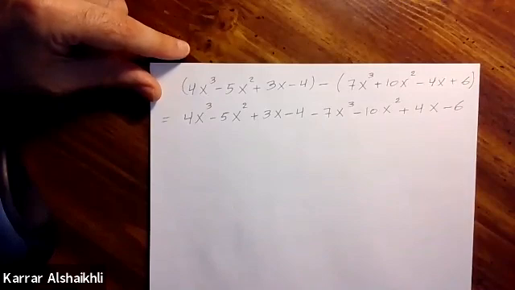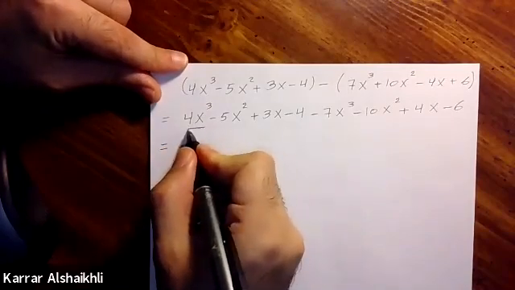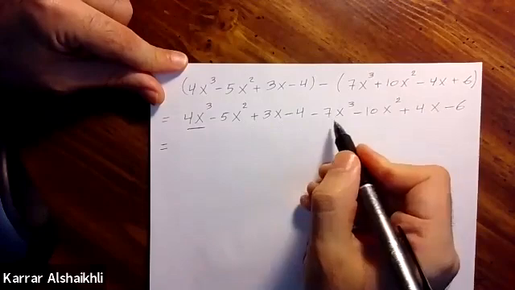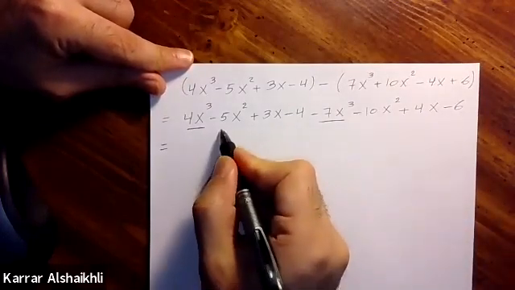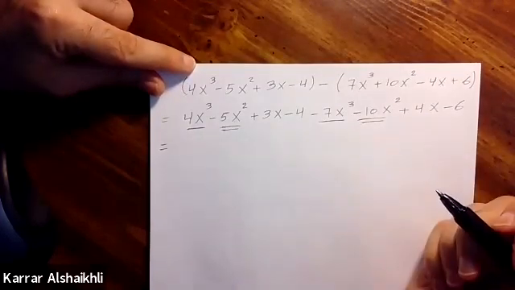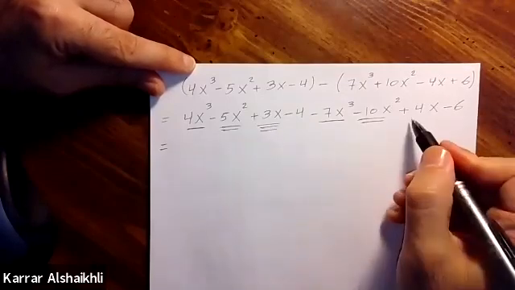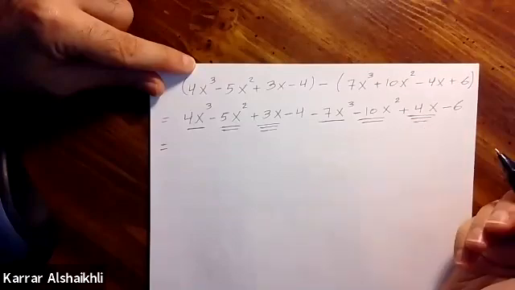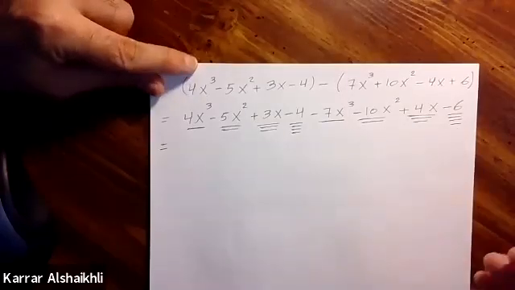Now, next step, I'm just going to combine the like terms. Cube, I have a cube here. These are like terms. Squared, I'm gonna put 2 lines. I have squared here, 2 lines. X, I'm gonna put 3 lines. Here's the x, 3 lines. Just a number by itself, I'm gonna put 4 lines here. Just a number by itself, 4 lines here.